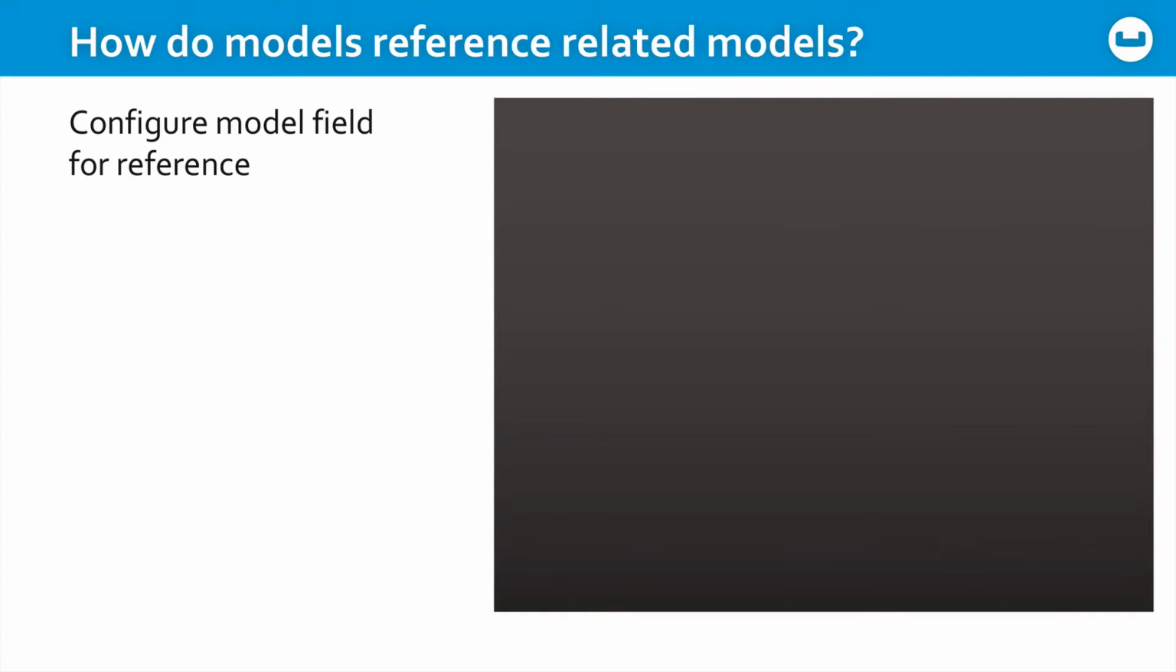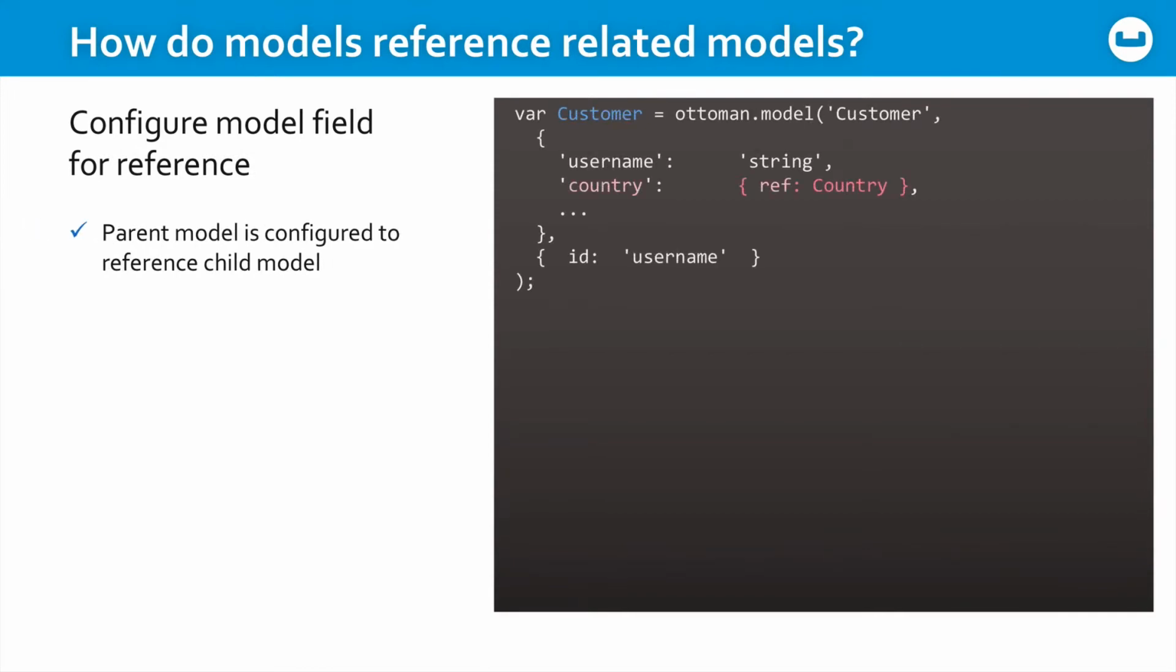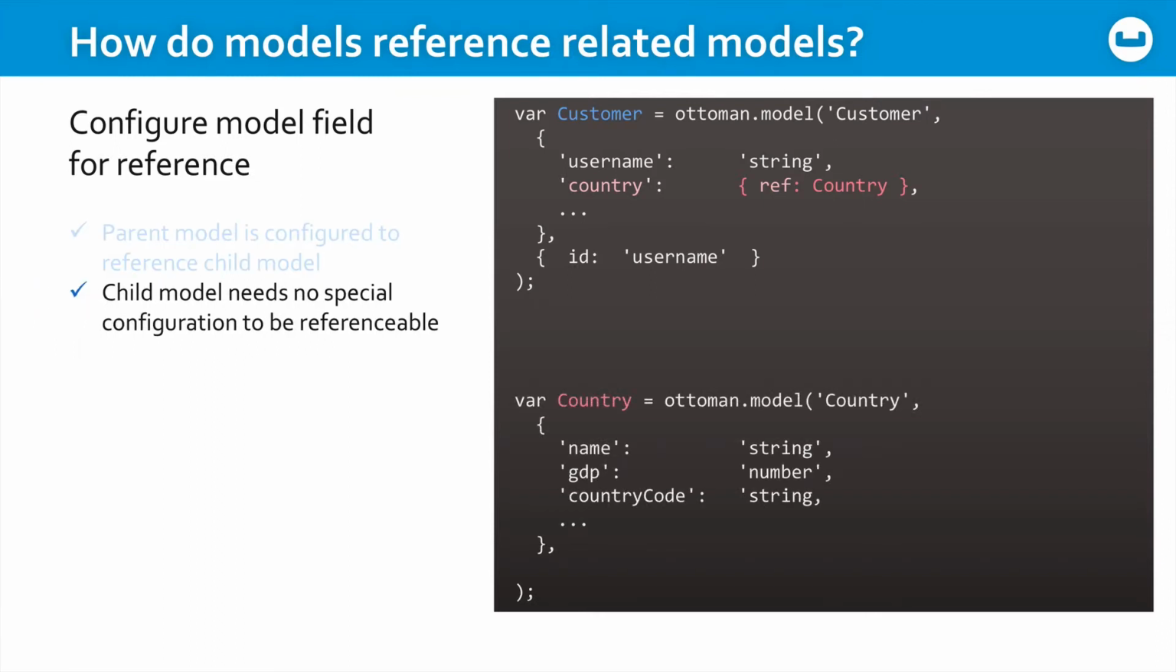How does a model reference a related model? We've seen already how one of the types that can be assigned to an attribute is another model. There's 2 basic ways this happens. The relationship with that other model could be a reference, or it could be embedded. And what we see here is the syntax for defining the relationship between this customer and a related country by way of a reference. The parent is configured to reference the child model. The child itself needs no special configuration to be referenceable. However, we do want to keep our eye on the ID value for that related model because we're going to need it as we assemble the document relationships themselves.